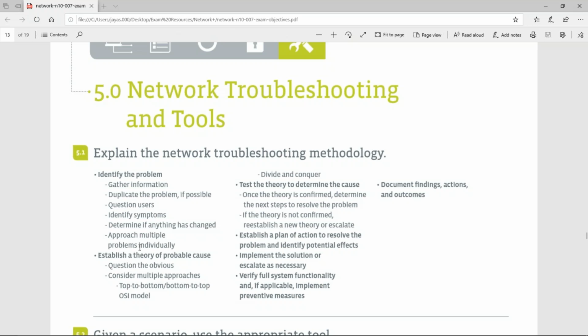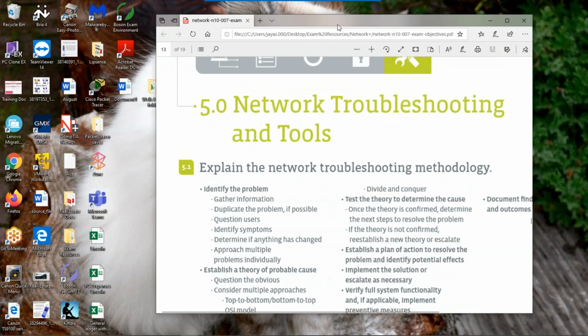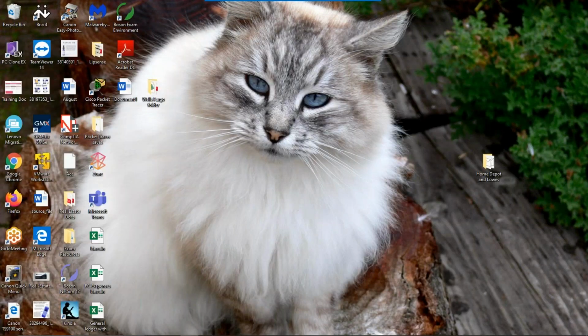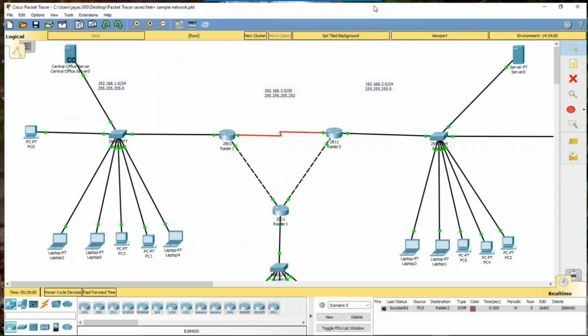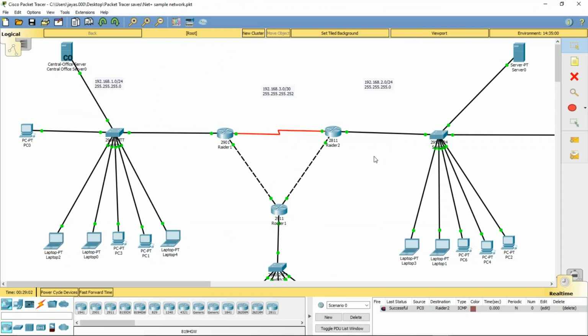Okay, so we're going to do a group activity right now. Try to use this process here to identify what it is that we should be doing next, or where we should be going with the next step. All right, so let me move this out of the way, and I'll bring this network over here. Okay, so real world scenario.